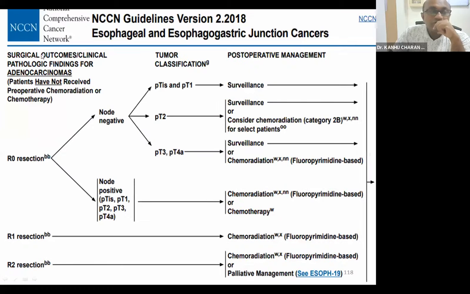But in adenocarcinoma, if node positive, you give chemoradiotherapy, it's a must. Beyond pT2, you have to give chemoradiation. If node negative, you can observe, but you can also go for chemoradiation. But if there is node positive, R1 resection, or R2 resection, you have to go for chemoradiotherapy according to the NCCN guideline.